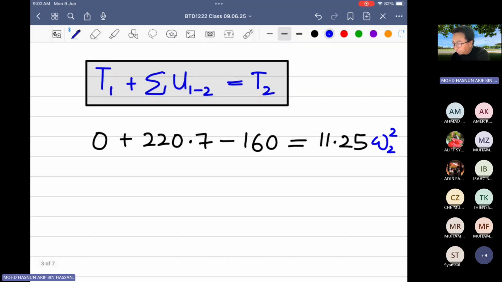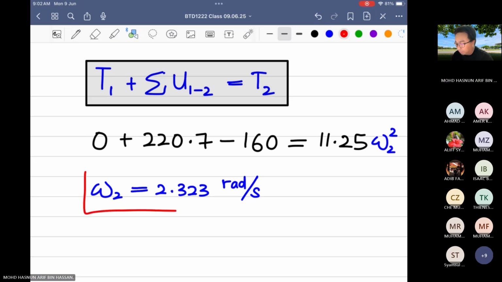So from here, you can solve the equation for omega 2. Remember, there is a square over there. You need to do a square root to solve it. So you will get omega 2 is equal to 2.33 radian per second. So this will be the final answer.